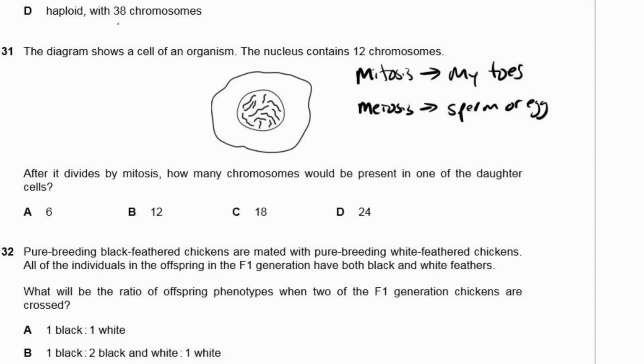All right, so the diagram shows a cell of an organism. The nucleus contains 12 chromosomes. After it divides by mitosis, that means it has to end off with the same number of chromosomes it started out with. Because if you're creating your toes, you want exactly the same number of chromosomes at the end as the beginning. So that means the answer here has to be 12, because that's what it started out with. You want the same number of chromosomes at the end as what you started with. Your toes should have the same number of chromosomes as your nose.